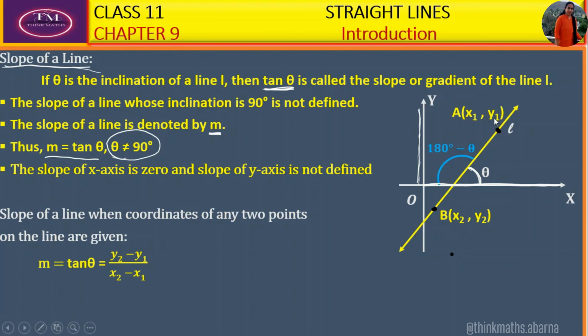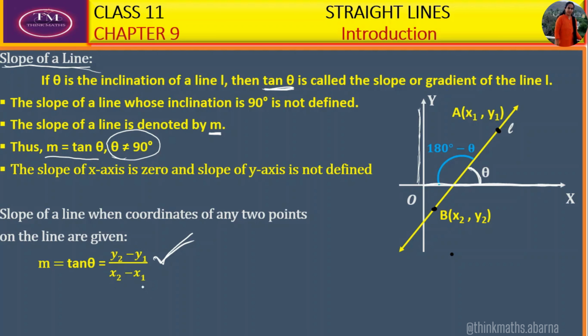Next, we have 2 points A and B. So, if these 2 points are given, we can also find out the slope. It is just y2 minus y1 divided by x2 minus x1. So, this is the formula for the slope. If theta is given, tan theta will give the answer for slope. If 2 points are given, then you can find y2 minus y1 divided by x2 minus x1. So this will give the slope of a line.